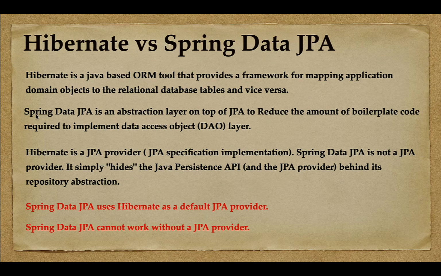Well, on the other hand, Spring Data JPA is an abstraction layer on top of JPA to reduce the amount of boilerplate code required to implement the DAO layer. Well, the Spring framework basically provides the Spring Data JPA module, which is developed on top of JPA to reduce the amount of boilerplate code required to implement the data access object layer.